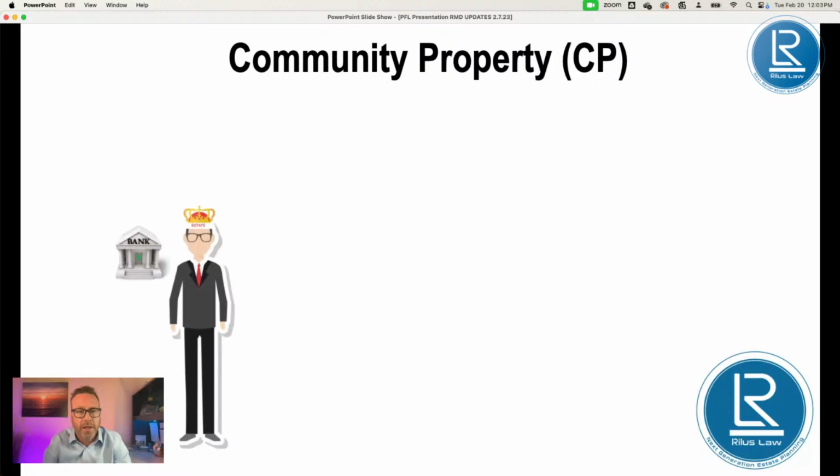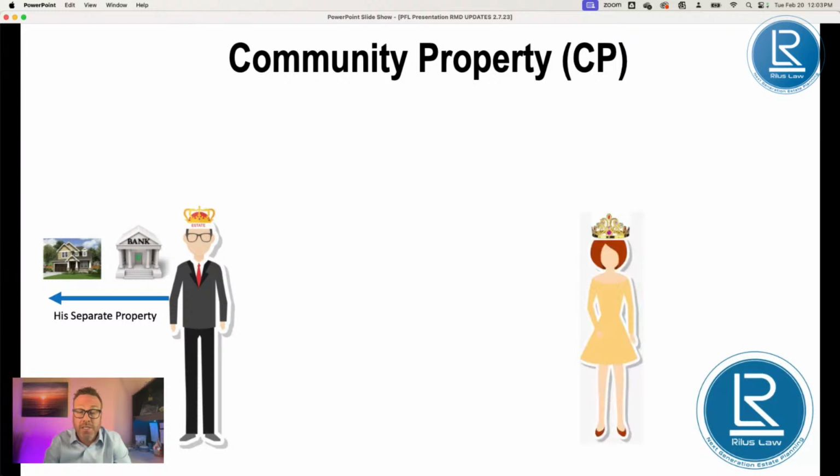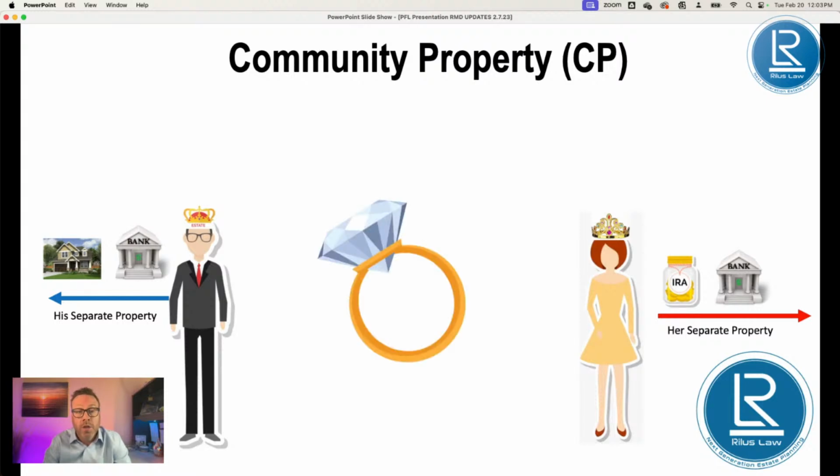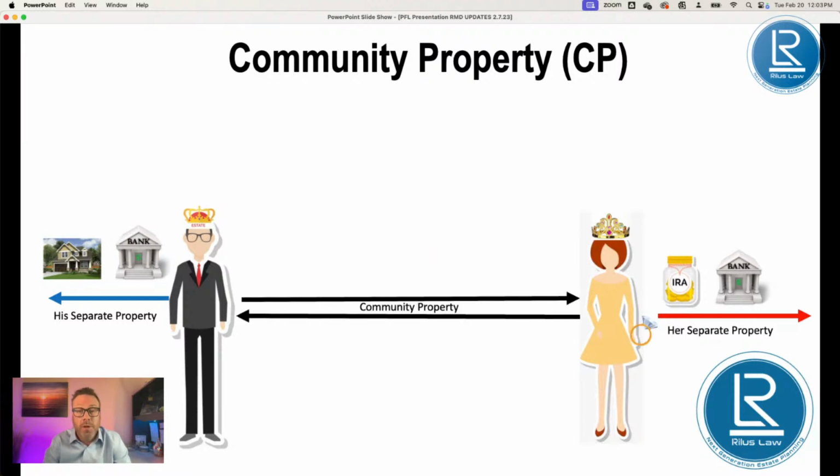So let's go through that. So here's Mr. Estate here. He's got a bank account and a house. That's his separate property. Mrs. Estate, she's got her bank account and IRA, her separate property. They get married. So the community is created. Once they get married, there's now a community, and any assets acquired from this point by default are going to be community property.